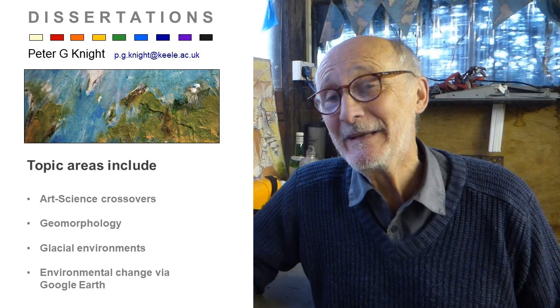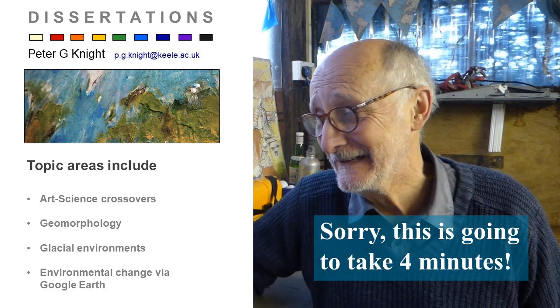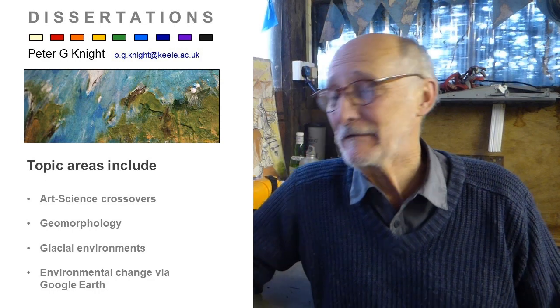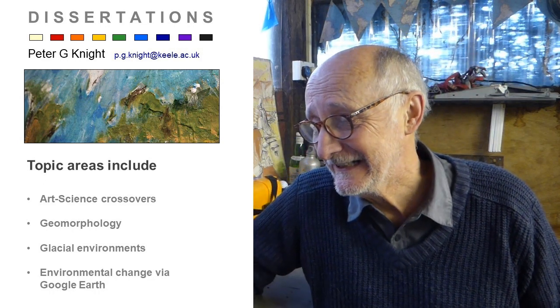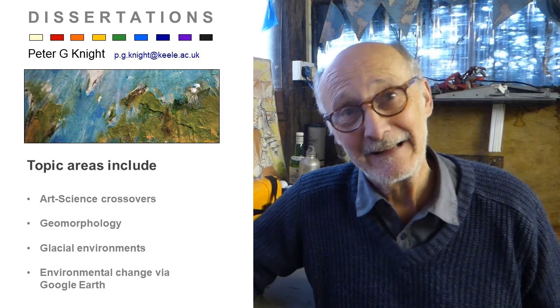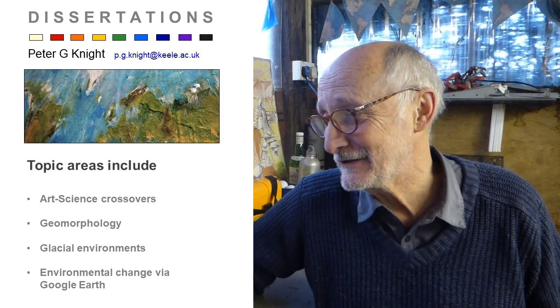I've been given 3 minutes to tell you about the kinds of undergraduate dissertation that I'm available to supervise this year. If you don't have 3 minutes, then the short answer's on the left-hand side of this slide here. The topics I most often supervise are sciencey projects about glaciers, glacial geomorphology and environmental change, and also projects about the ways in which art and science can overlap, particularly in those areas of environmental change, glaciers and geomorphology.